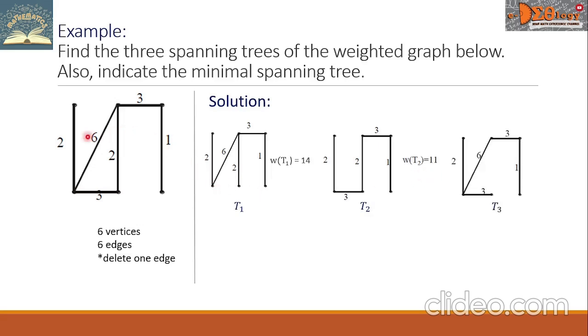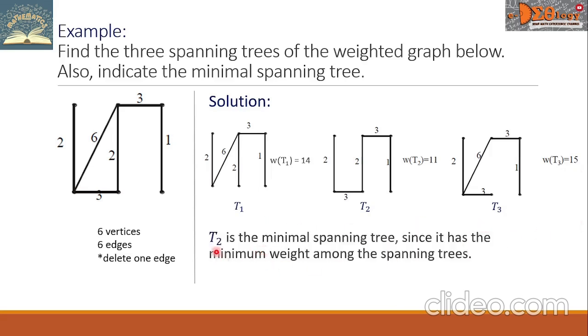Next, in the graph, we're going to delete this edge with weight 2. And the graph becomes like this. This is now our T3. The weight of T3 equals 15. From these spanning trees, we can see that T2 is the minimal or minimum spanning tree, since it has the minimum weight among the spanning trees. We can see that the weight of T2 is 11, which is the least.